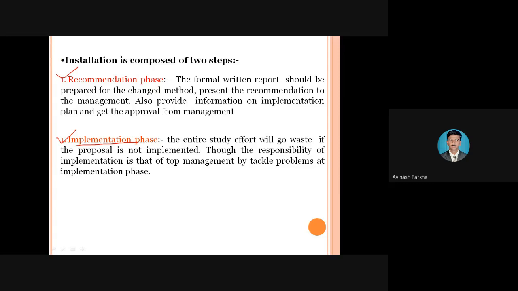If the management asks for modification, again the modifications are done, again the new method is presented in front of management, again the management asks for modification, again the modification will be carried out, again the new method will be developed. Once the management gives the green signal to implement that method, then we can implement it in our production department for further modification. So these are the steps.